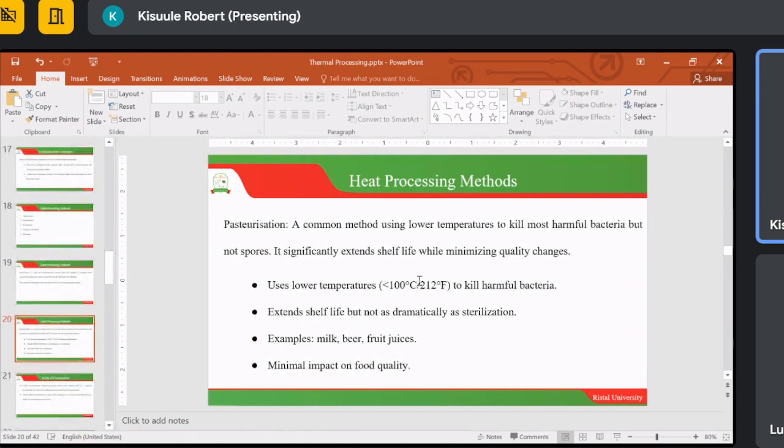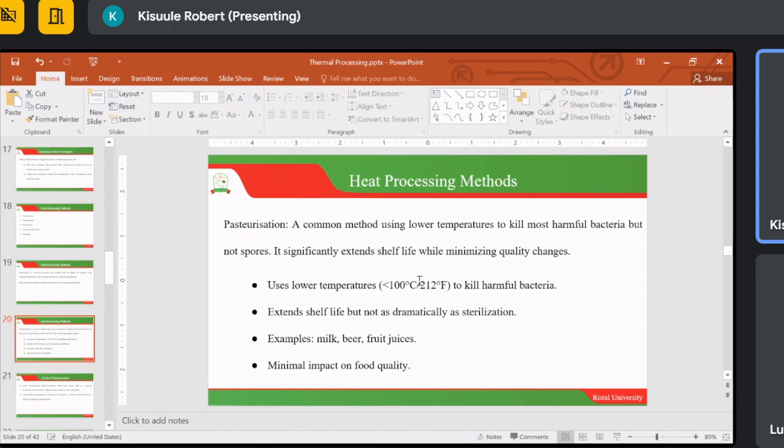For pasteurization, we are saying this one is a common method of using low temperatures to kill the most harmful bacteria, but not the spores, as we will see. And this one significantly extends the shelf life of food while minimizing the quality changes. So we use temperatures that are less than 100 degrees Celsius, or less than 212 degrees Fahrenheit, to kill those harmful bacteria. I hope we remember this at the end of the day.